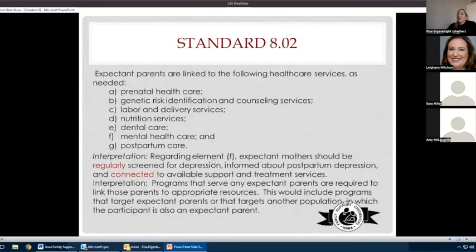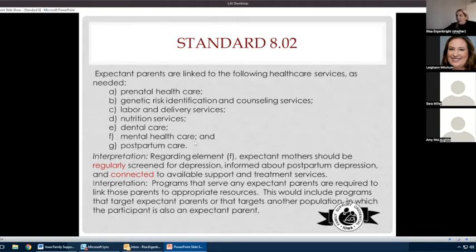Okay, so moving on to standard 8.02. This is going to be very similar to 8.01, except that it's pertaining to expectant parents, that they are linked to the following healthcare services as needed. These are different bullet points, but in terms of how we set things up, it's going to be very similar. So we've got prenatal healthcare, genetic risk identification and counseling services, labor and delivery, nutrition, dental care, mental health care, postpartum care.